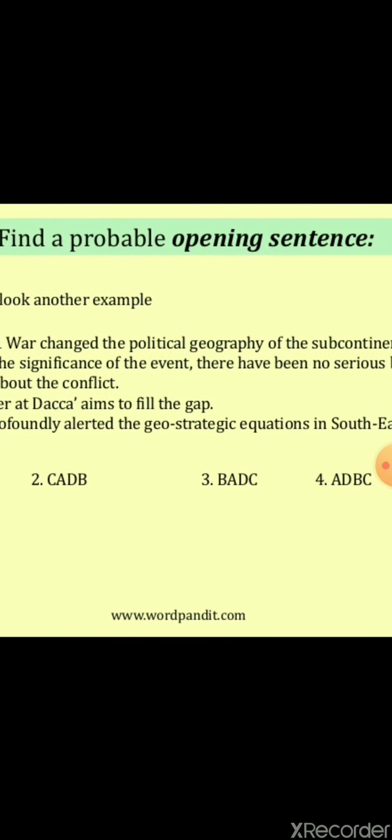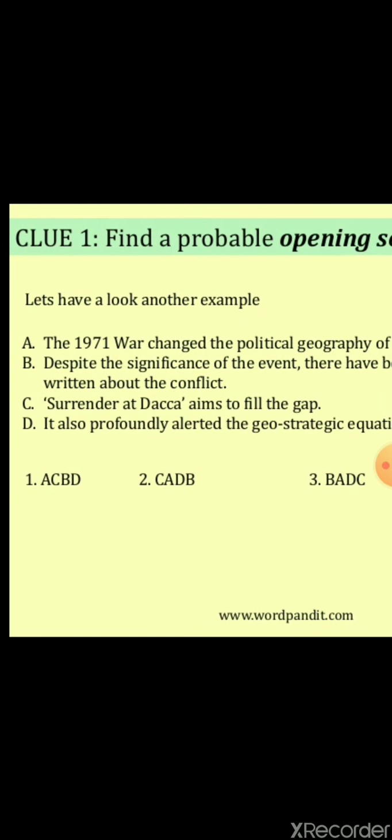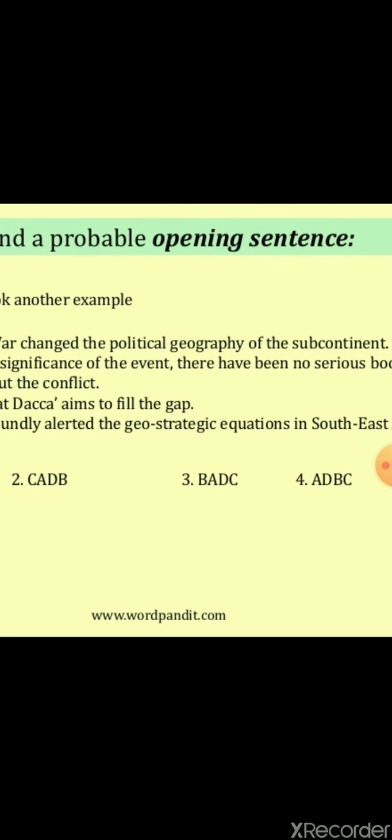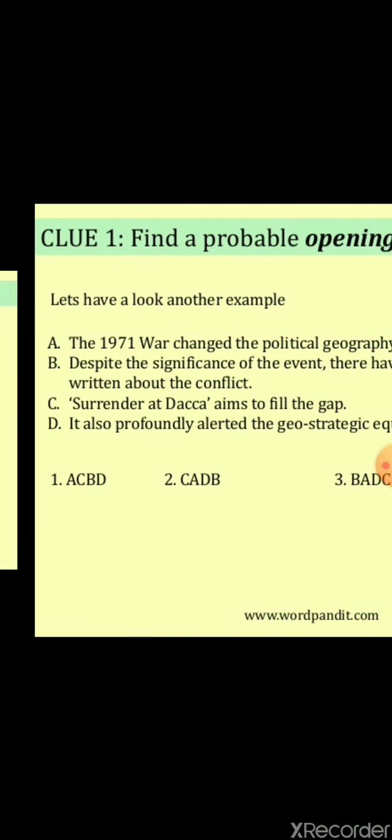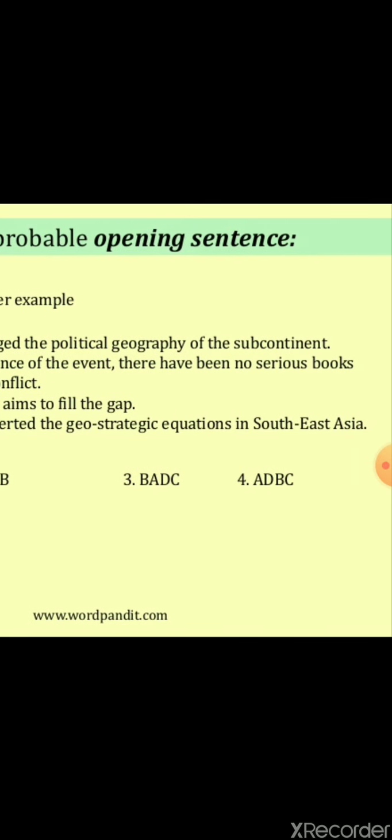Just read with me. A: The 1971 war changed the political geography of the subcontinent. Despite the significance of the event, no surrender at Dhaka, no. It also profoundly, not at all. So A is the correct opening statement, meaning our answer should have A first. So please eliminate the wrong options. The second and third are wrong options because they are not with A. So first and fourth should be our two options.